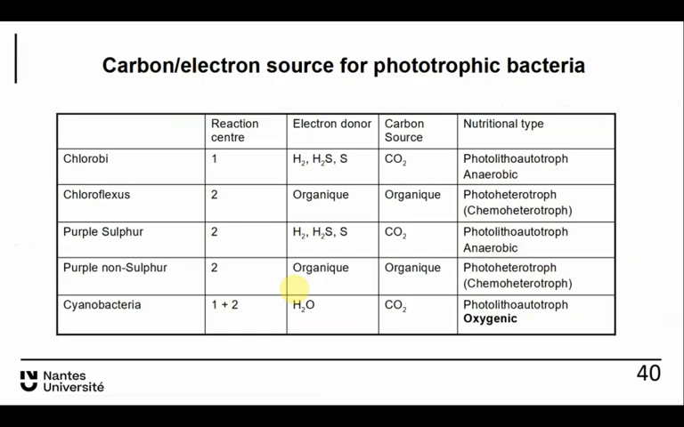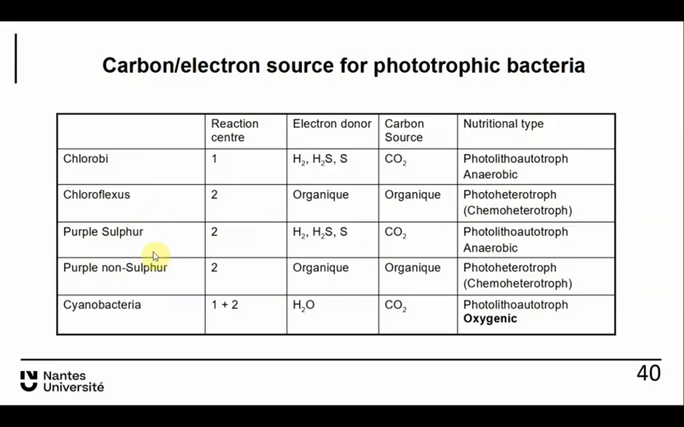Okay, so this is a summary of the different types of photosynthetic metabolisms that exist in bacteria. So you have cyanobacteria with photosystem 1 plus photosystem 2. These are the only oxygenic photosynthetic bacteria, so they are 100% photolithoautotrophs. Similarly, the sulfur bacteria, the green and the purple sulfur bacteria, they are photolithoautotrophs.